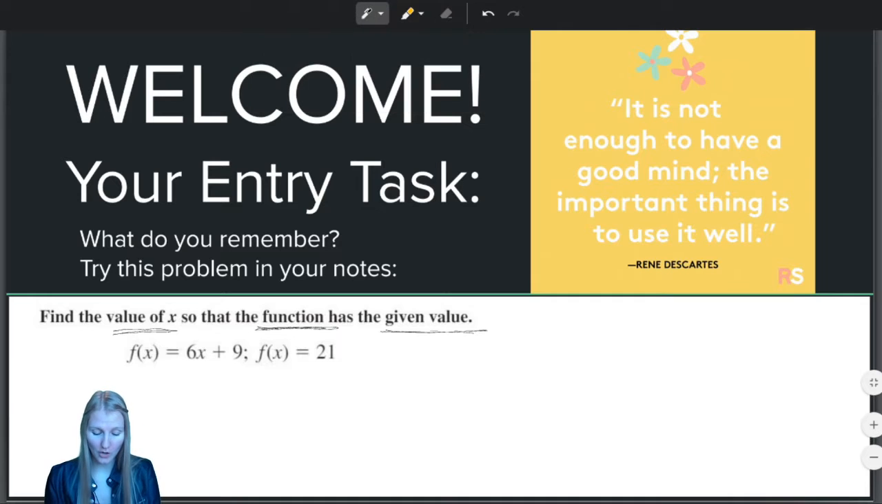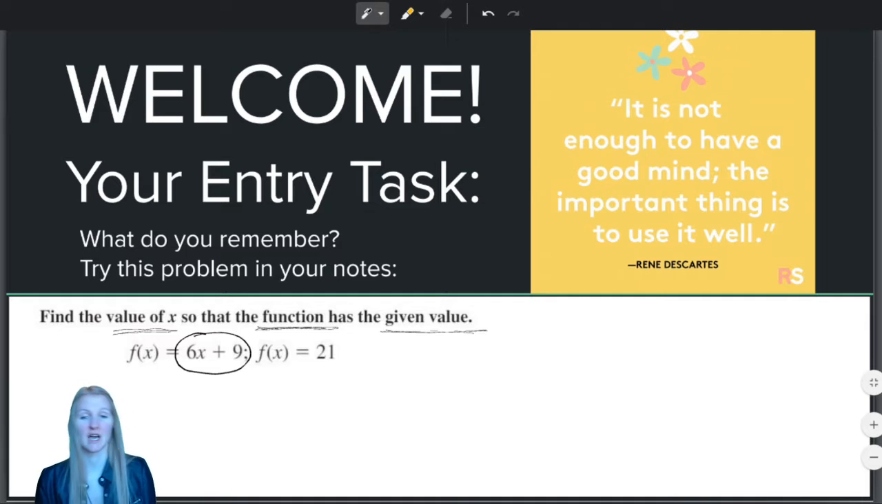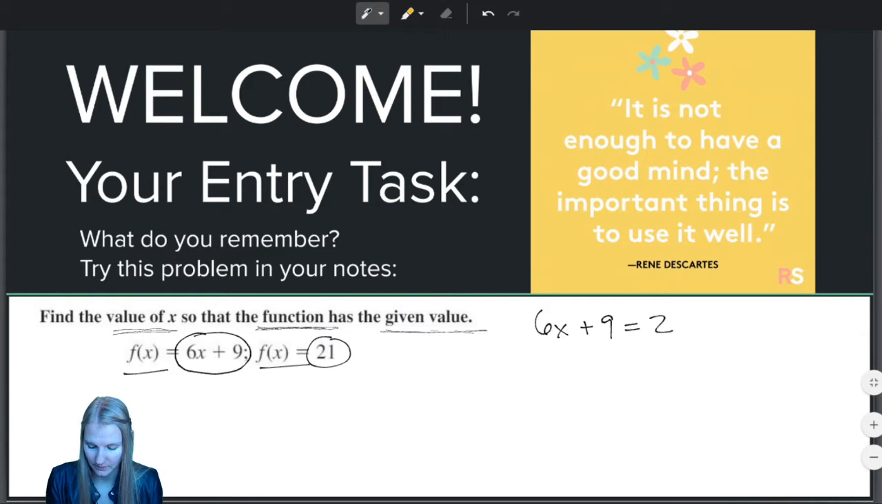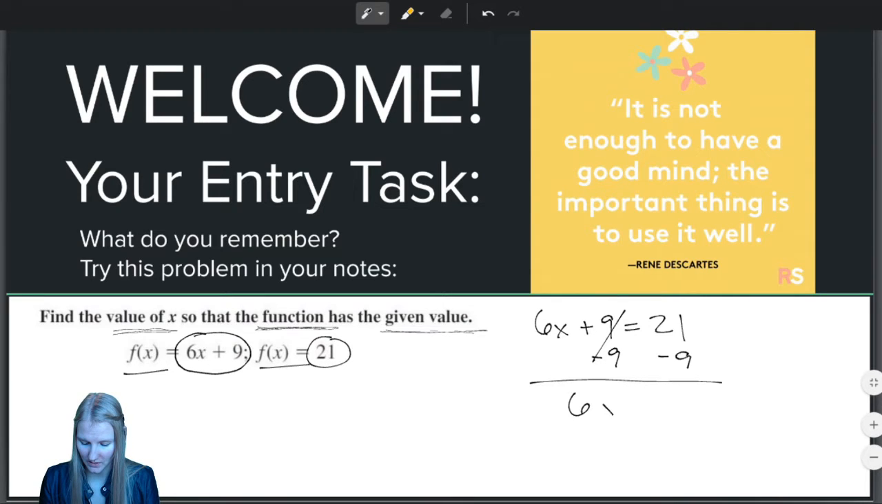So, we are told that f of x equals 6x plus 9, and f of x equals 21. Because f of x is equal to both of these things, they must be equal themselves. And now, we just have to solve for x. So, minus 9 on both sides. That leaves us 6x equals 12. 21 minus 9, yeah, 12.